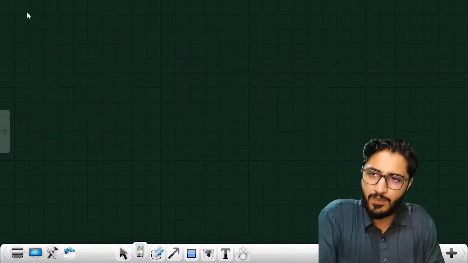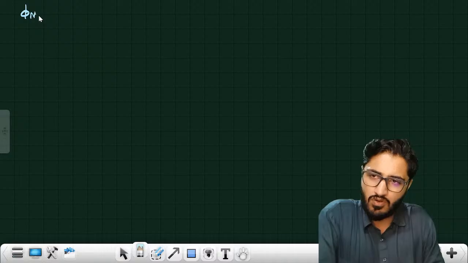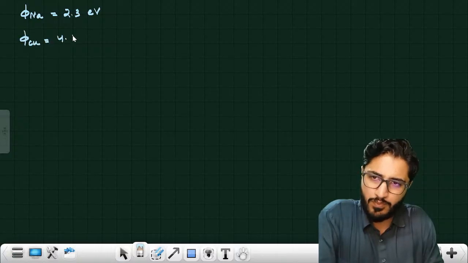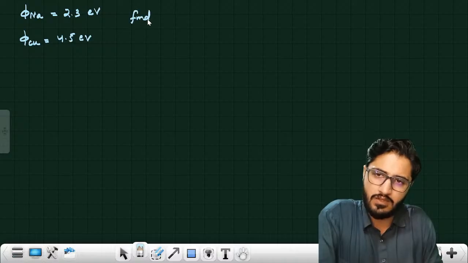Work function of sodium equals 2.3 electron volt. Work function of copper equals 4.5 electron volt. Find lambda naught of sodium divided by lambda naught of copper. Done?